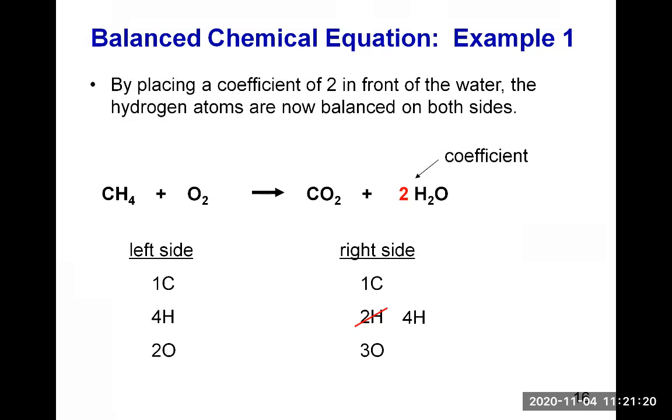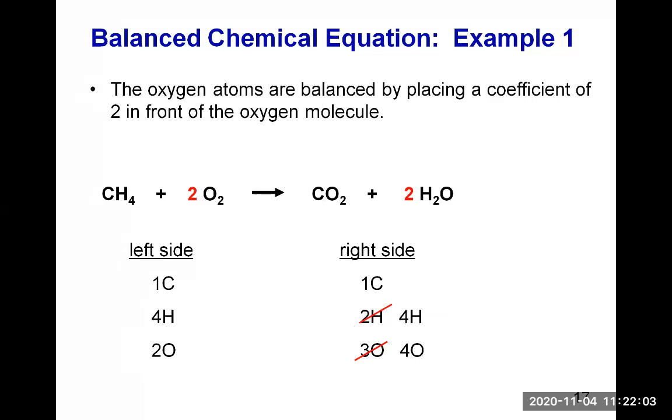However, when you place a coefficient in front of a formula, it applies to all the elements in that formula. And so that means it will change the count of oxygen on the right side here. We will have 2 molecules of water with 1 oxygen each. So that's going to be two oxygen atoms from the molecules of water plus 2 from the carbon dioxide. And instead of 3, now we have 4 oxygen atoms on the right side. So we can see that hydrogens are balanced, but now oxygens are not balanced. And so we need to balance the oxygens now.